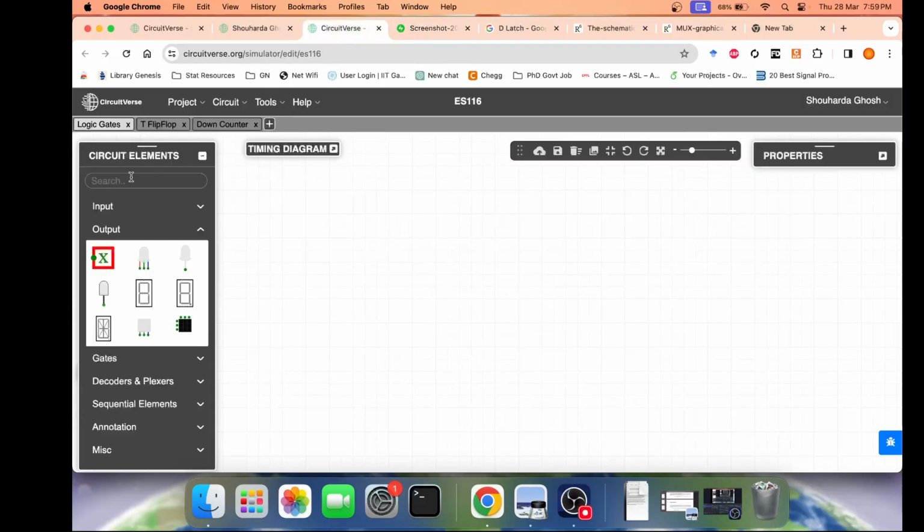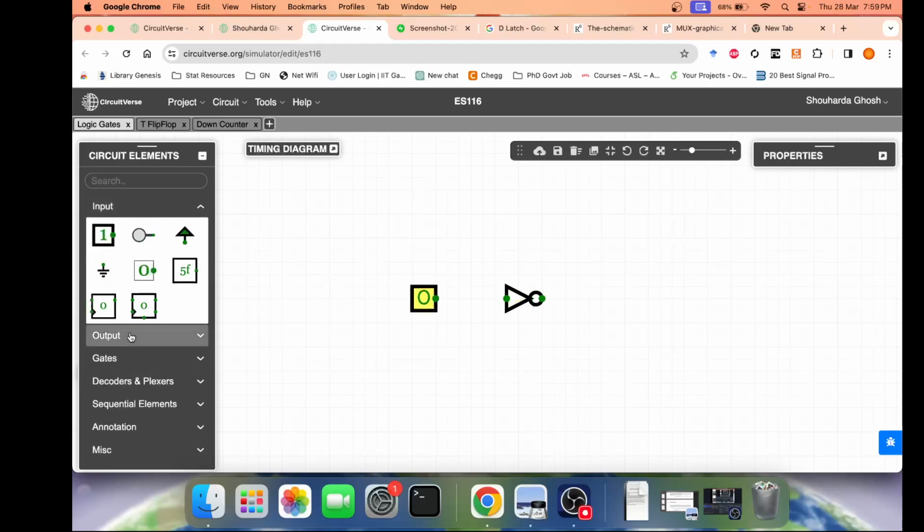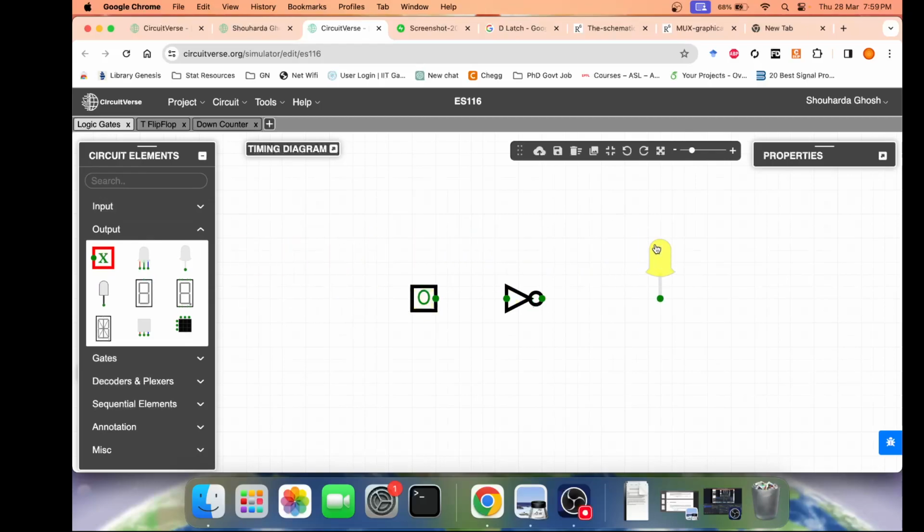Let's look at the NOT gate, or also called the inverter. So from here, from the gates option, I have taken this inverter, as you can see over here. This is my input, and I try to see the output from the LED. As the name suggests, a NOT gate or an inverter gives an output that is opposite to the input. So when the input is 0, the output is 1, and when the input is 1, the output is 0, which is indicated by the on or off state of the LED.